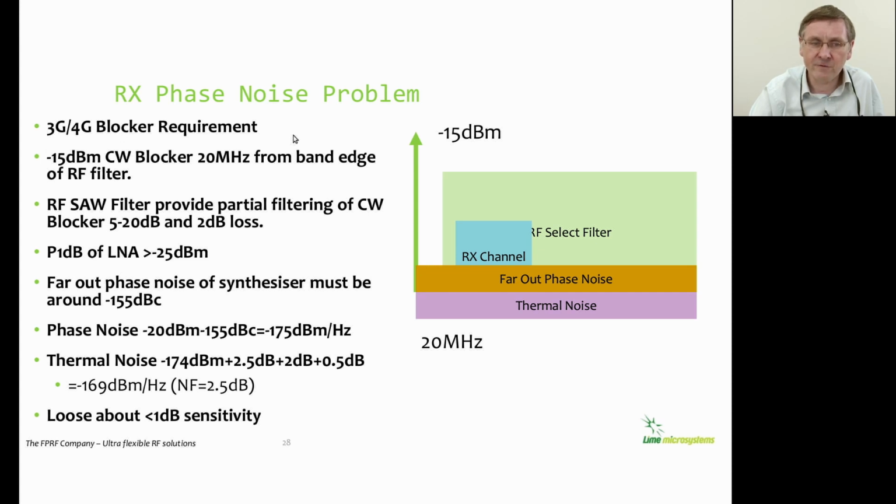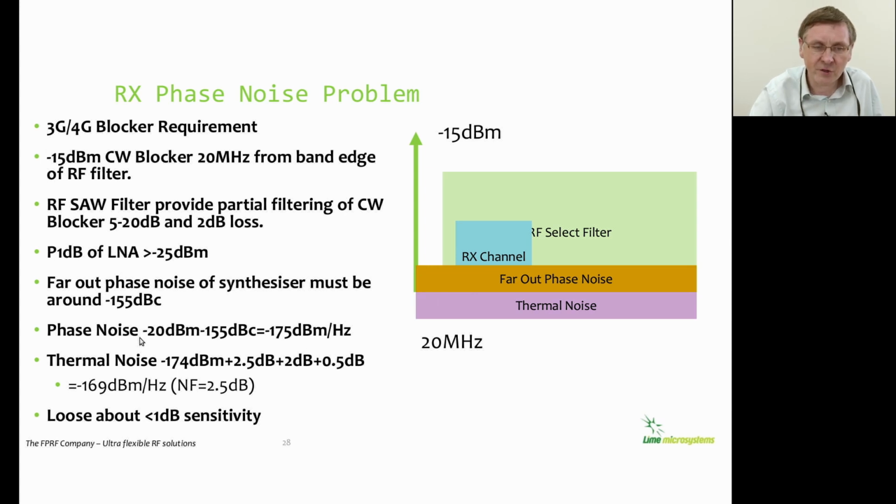In the 3G and 4G specifications, there's a particular blocker requirement that demands very high dynamic range in the receiver. So typically you'd have a minus 15 dBm CW blocker signal at a 20 megahertz offset from the edge of the receive band. And we can split the noise of the system into different parts. So we have the thermal noise of the LNA and of the environment. And then we have the far out phase noise of the receive synthesizer, which modulates onto the CW blocker. And then we have our wanted signal.